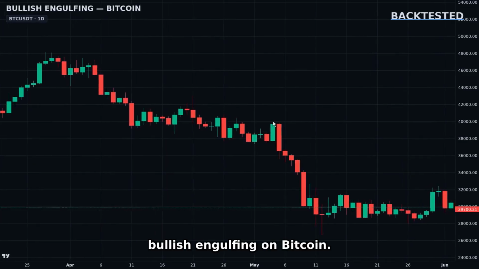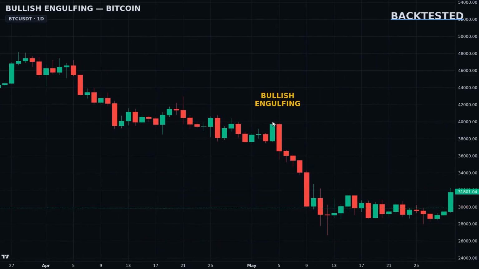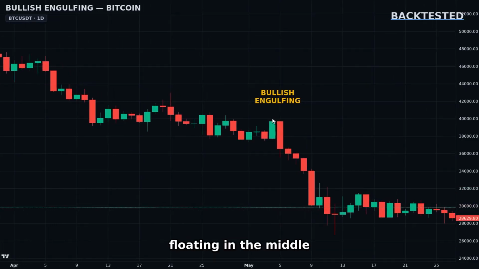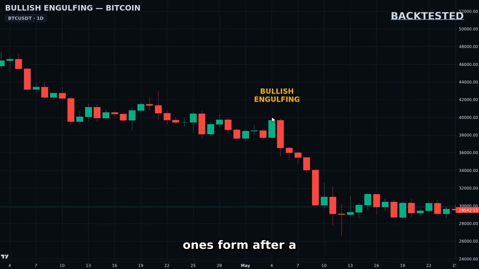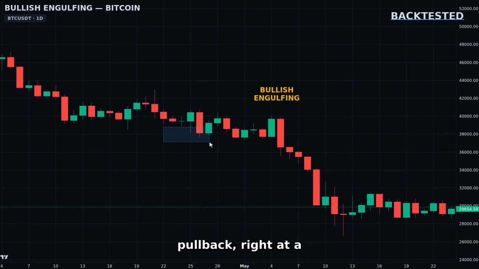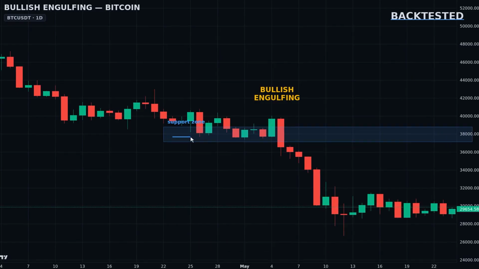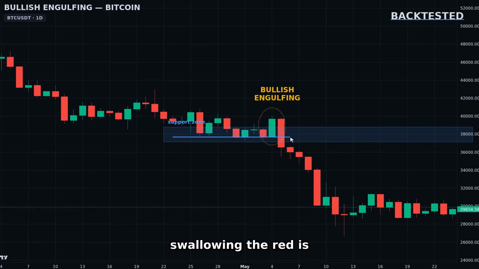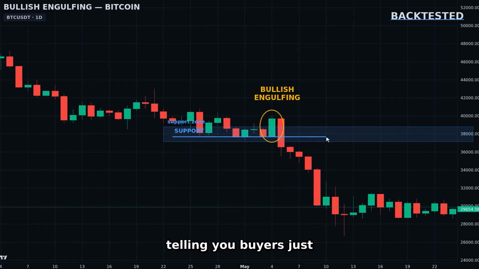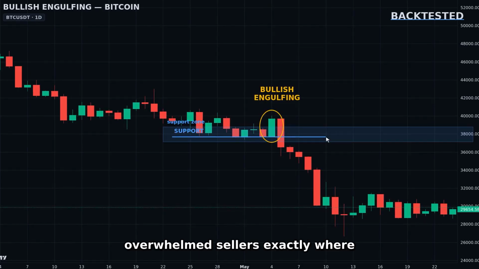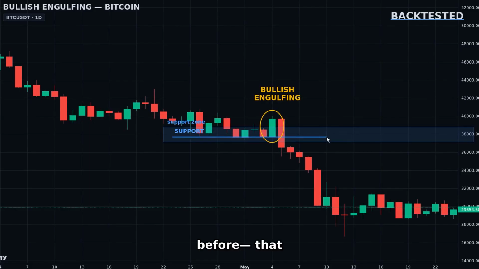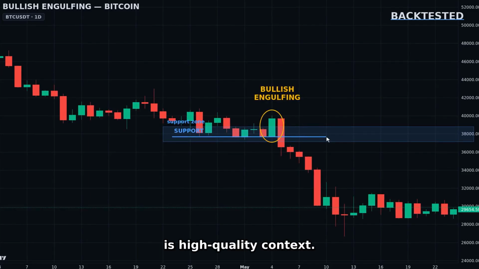Here is a real bullish engulfing on Bitcoin. Notice it is not floating in the middle of nowhere. The strongest ones form after a pullback, right at a level where price has bounced before, a support. The big green candle swallowing the red is telling you buyers just overwhelmed sellers exactly where buyers have shown up before. That is high-quality context.